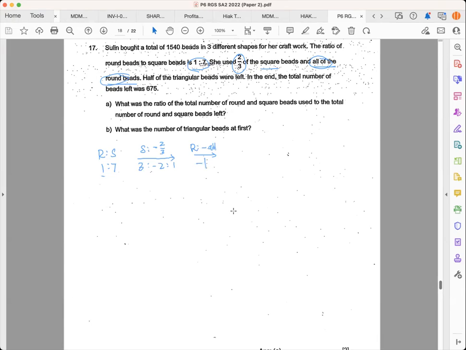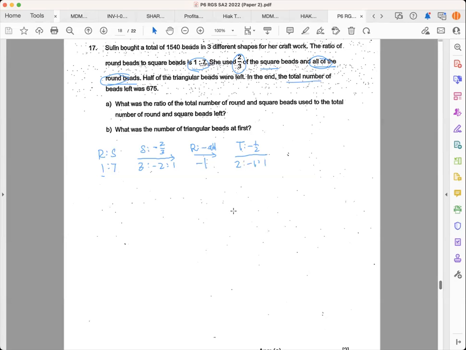Half of the triangular bits were left. So half were left, which means half were used. Right? If you have half left, another way of looking at it is that you used half of it. So half will be just like the square. The way you record will be 2 minus 1 left 1.